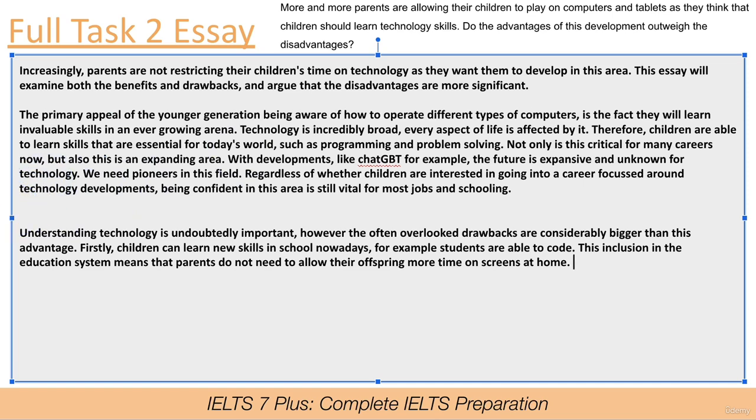Firstly, children can learn new skills in school nowadays. For example, students are able to code. This inclusion in the education system means that parents do not need to allow their offspring more time on screens at home. They will still learn the essentials. Okay, let's now go into our social skills argument.